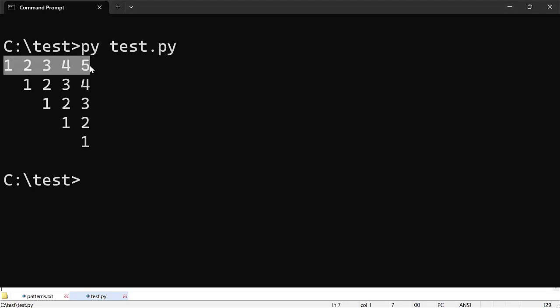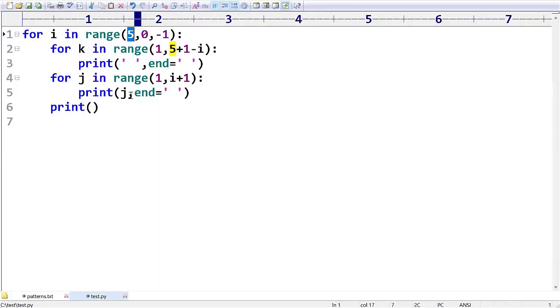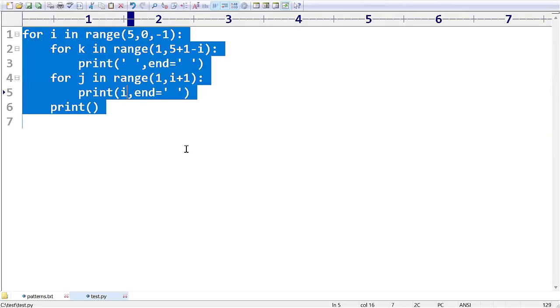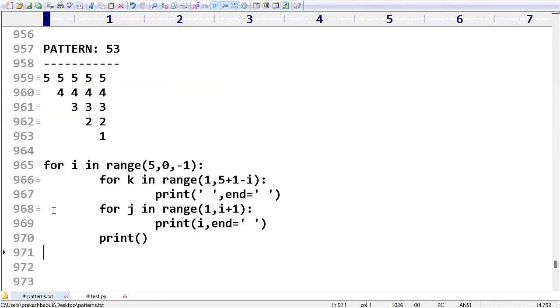Try to print i. Since we are starting from the fifth row, automatically we are going to get it from the fifth row onwards. You can see first we got 5 fives, next we got 4 fours, next we got 3 threes, next we got 2 twos, next we got 1 one. Like that we are going to get. So this is how we can implement this pattern, pattern 53.